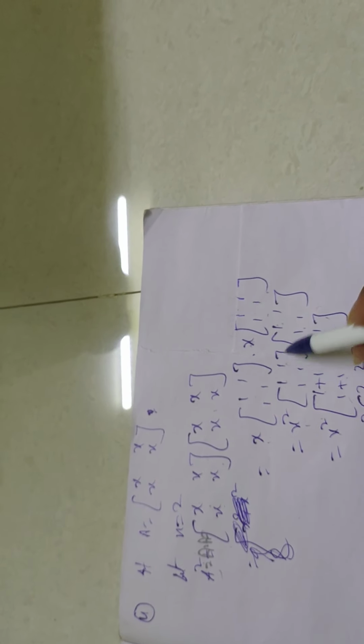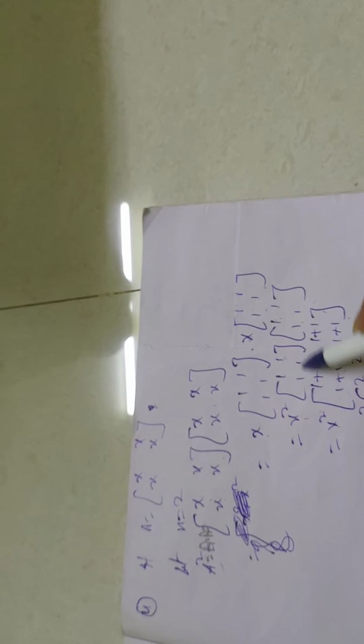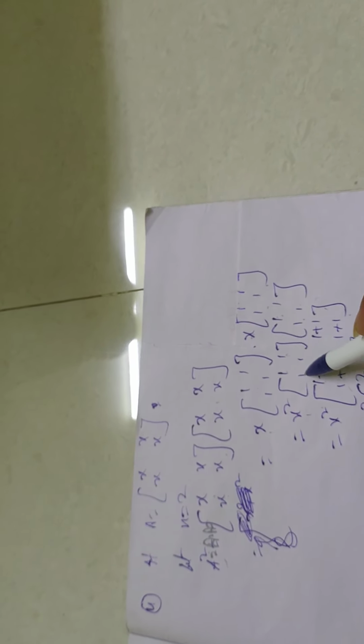See here, x into x, what is it? x square, and multiply these two matrices. 1 into 1, 1 plus 1 into 1, 1. 1 into 1, 1 plus 1 into 1, 1. Next, same, this row to this column. 1 into 1, 1 plus 1 into 1, 1. Next, 1 into 1, 1 plus 1 into 1, 1. So x square into 2, 2, 2, 2.